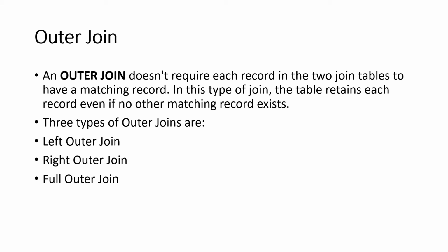So this is somewhat opposite to inner join, because we were taking only those values which were in that, but in outer join we are considering those values also which correspond to null values. So null values are also permitted in outer join.